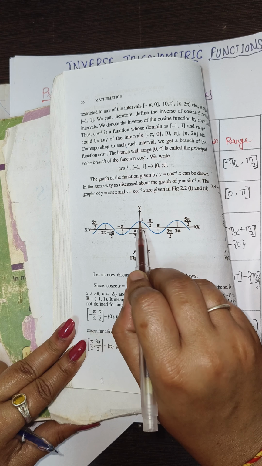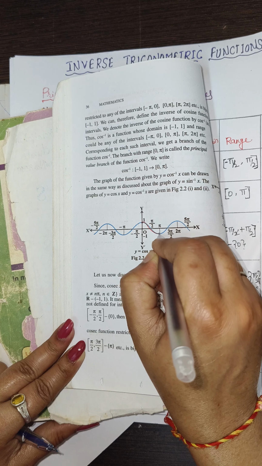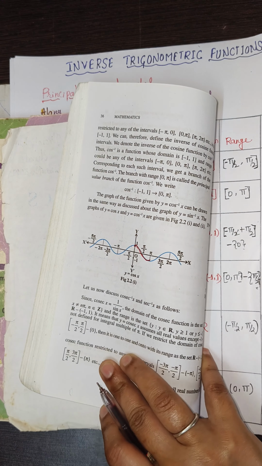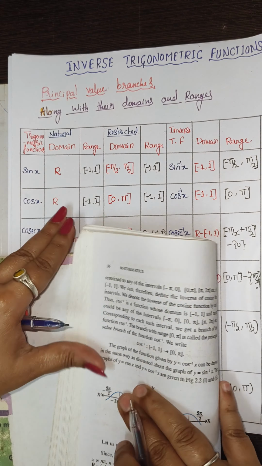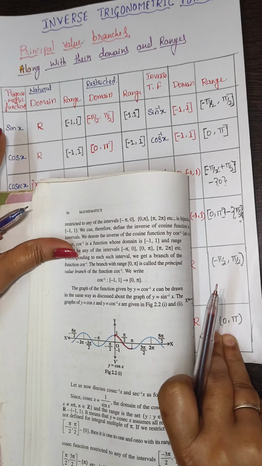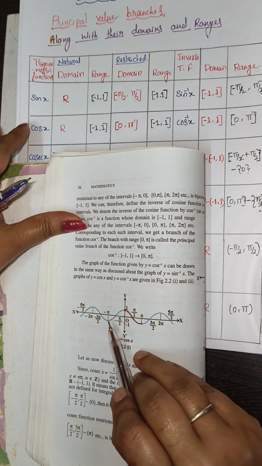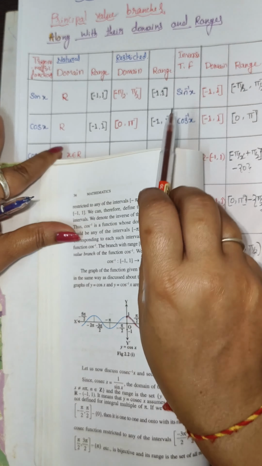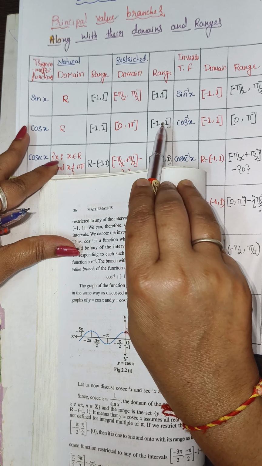So in this case, we have to take here restricted domain as 0 to pi. In the natural graph, what is the domain here? The domain is R, and the range will come here minus 1 to 1. Okay, but the restricted domain will become 0 to pi, and the range is the same only, minus 1 to 1 closed bracket, because minus 1 and 1 are included.